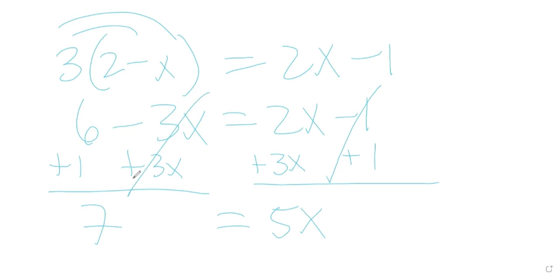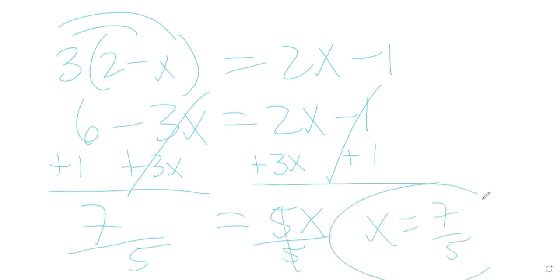Get x alone, so we're going to divide both sides by 5. And we're done. x would equal 7/5. Looks good. Let's keep going.